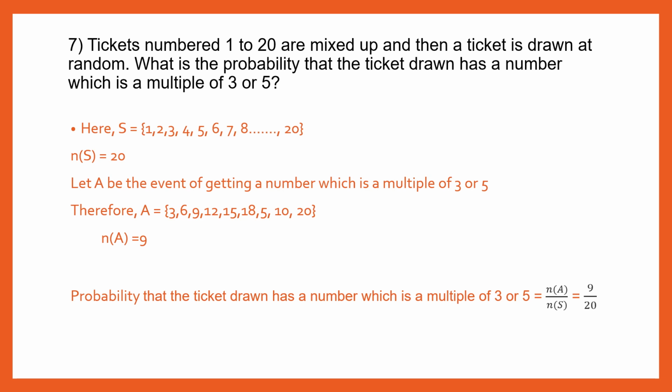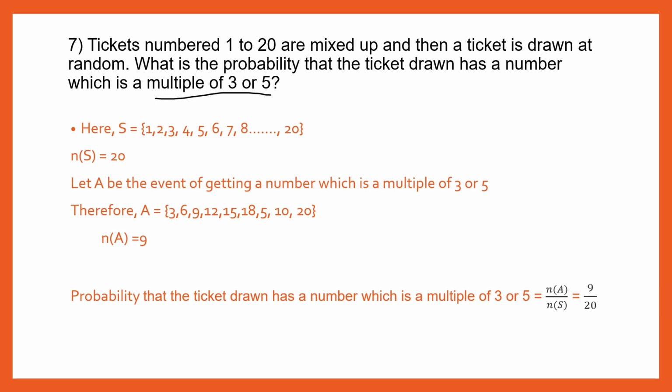Now let's look into the 7th example. Tickets numbered 1 to 20 are mixed up. There are tickets with the numbers 1, 2, 3, 4, 5, 6 up to 20, so there are a total of 20 tickets. They are all mixed up in a container, and we pick any ticket at random. What is the probability that the ticket drawn has a number which is a multiple of 3 or 5?